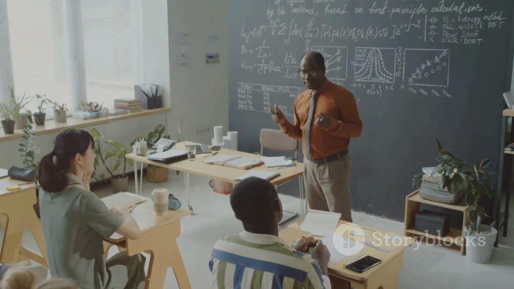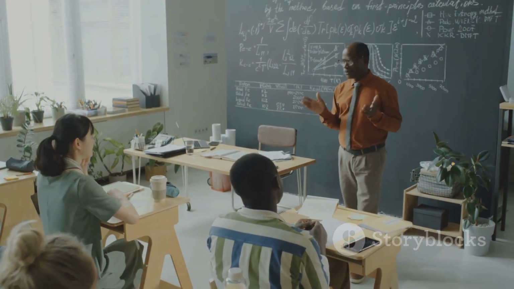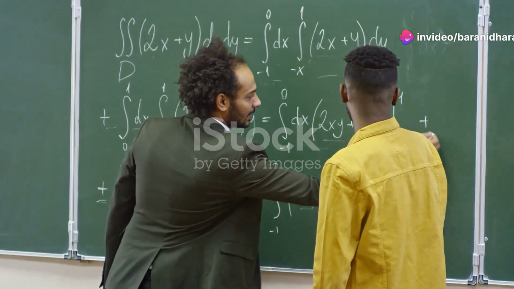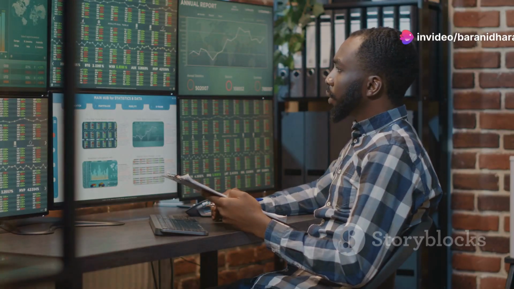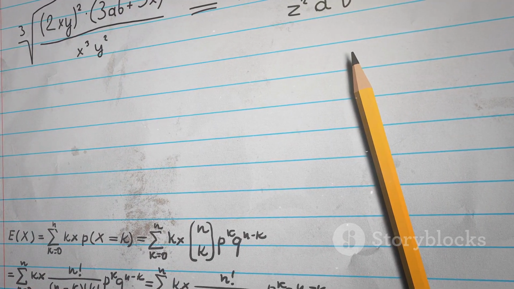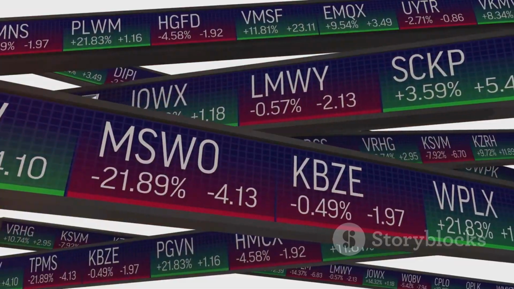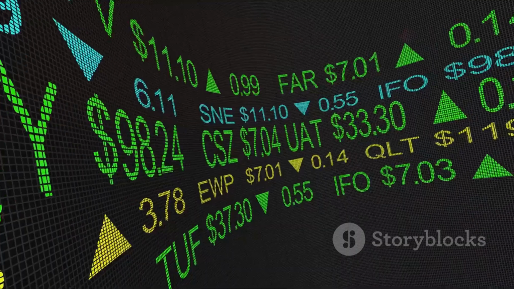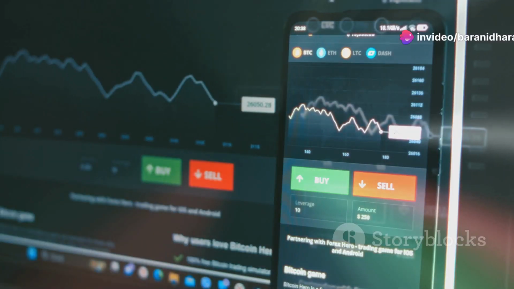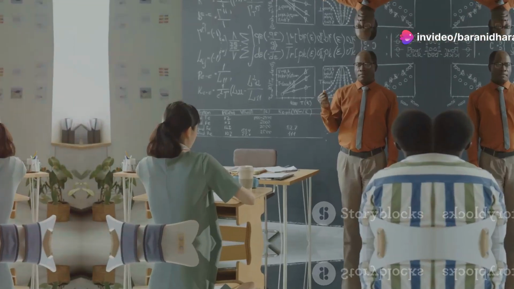The Black-Scholes formula explained. The Black-Scholes formula can be broken down into understandable components. Each part represents a specific aspect of option pricing. The formula for a European call option is: C is the price of the call option, S is the current price of the underlying asset, K is the strike price of the option.